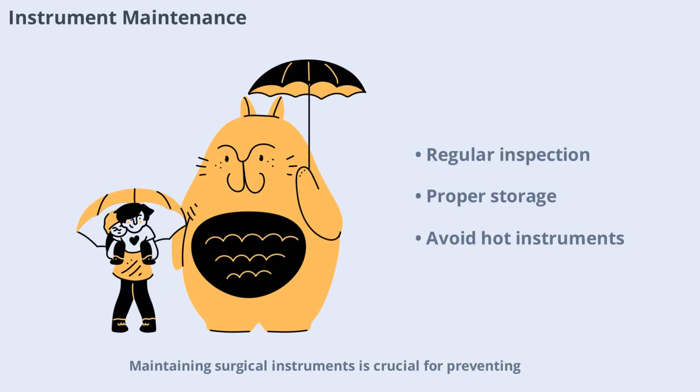Maintaining surgical instruments is crucial for preventing complications like thermal injuries and instrument breakage. Regular inspection, cleaning, and proper storage ensure that instruments function correctly during procedures. Surgeons should avoid using hot instruments straight from the autoclave and check for wear or damage before each surgery. Well-maintained instruments contribute to safer and more efficient surgical outcomes.